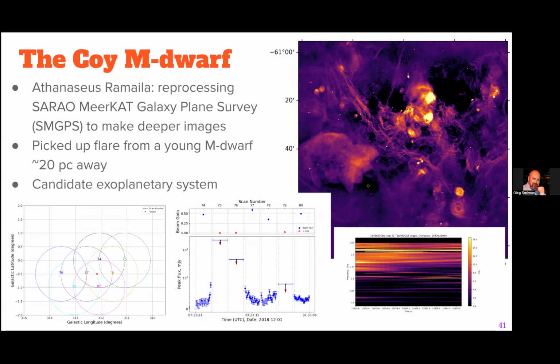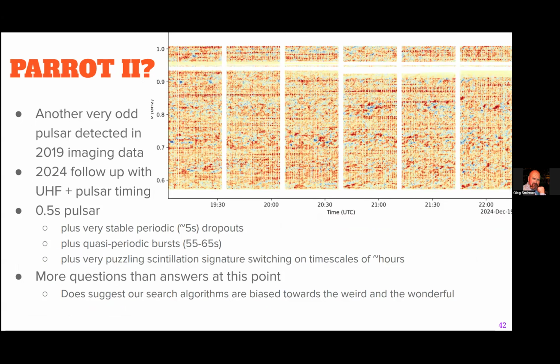Another very exciting find was by Tariq, and this is probably legit to call this a second Parrot. Now we know it's a pulsar, but when we first detected it, we were joking around that we may have found an alien FM station. It was a transient event, again found in old imaging data from 2019. This is the dynamic spectrum, right? And I've never seen anything this weird.